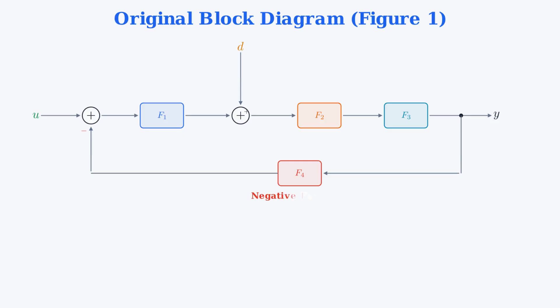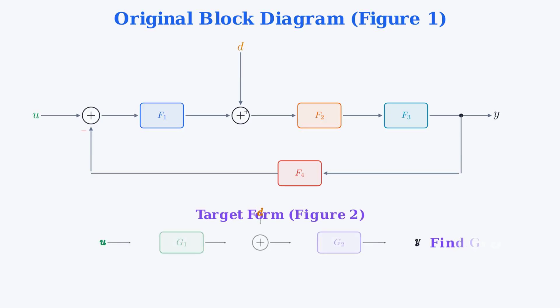The feedback path takes Y, passes it through F4, and sends it back to the first summing junction with a minus sign. Our task: transform this into the simpler form shown in Figure 2. In that form, U goes through G1, then a summing junction where D enters, then through G2 to produce Y. No feedback loop in the target form. We need to find G1 and G2.